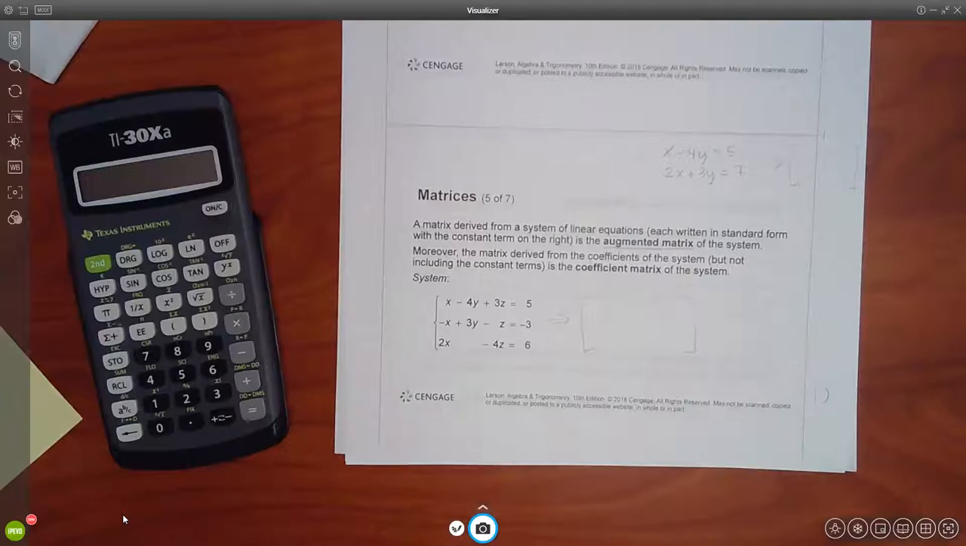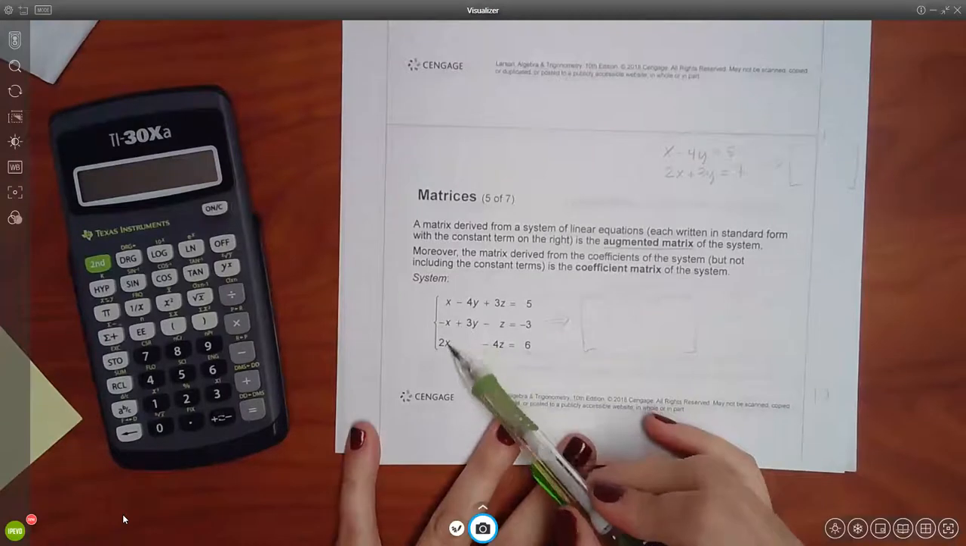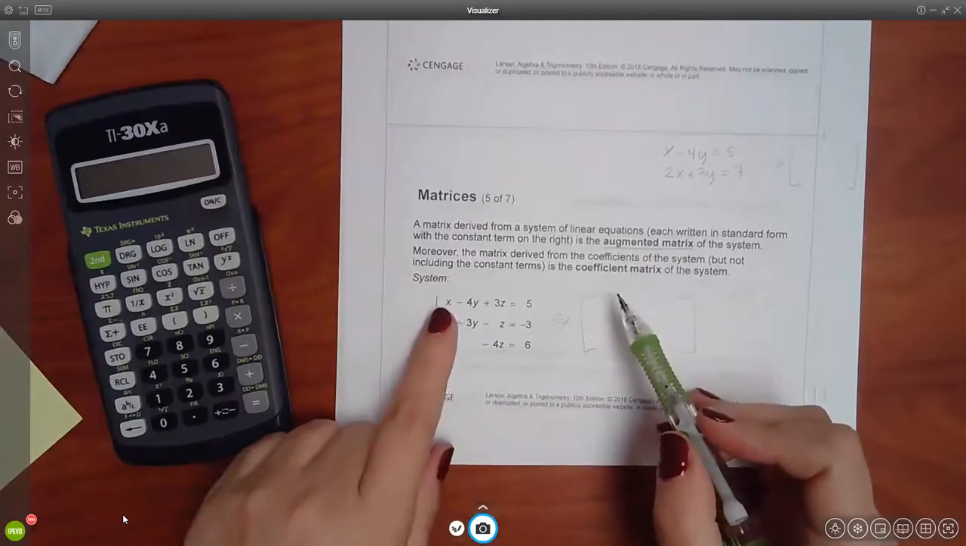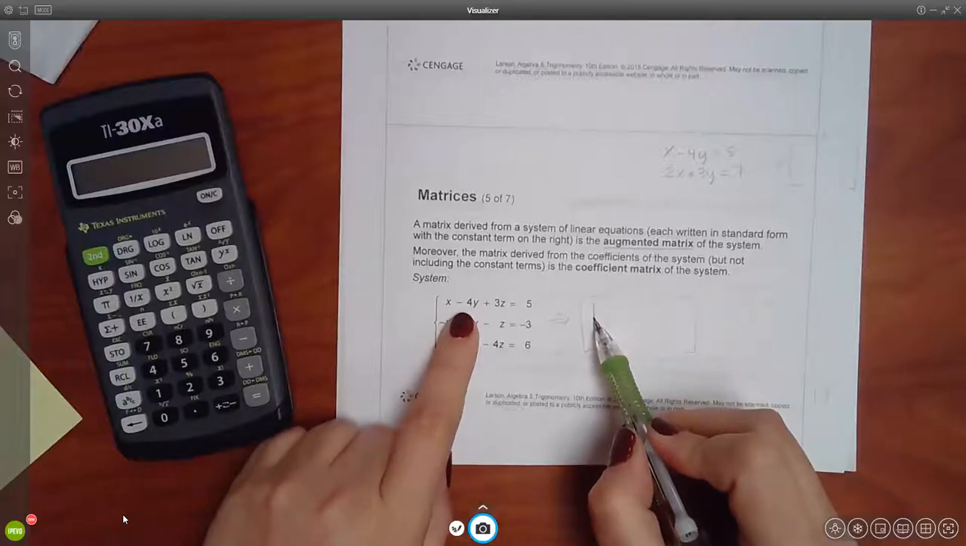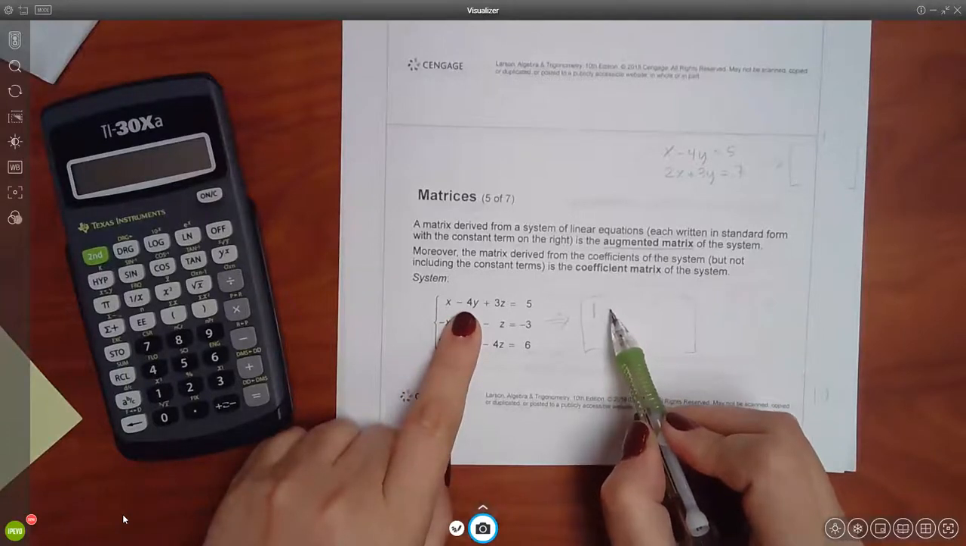As long as you have all the X's, all the Y's, and all the Z's, and then your equal signs, and all your constants on the other side. As long as all the equations look like that, it's literally just picking out the numbers, okay? So for instance, in this one, the matrix would be, what's the coefficient for this X? One. This guy's coefficient? Four. Almost.